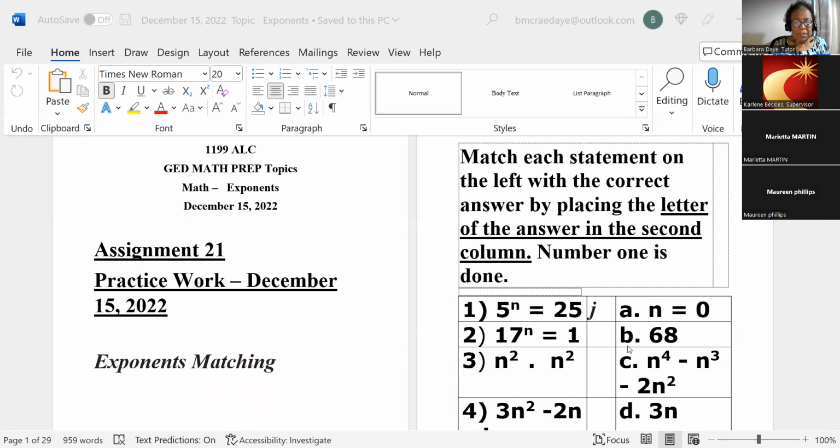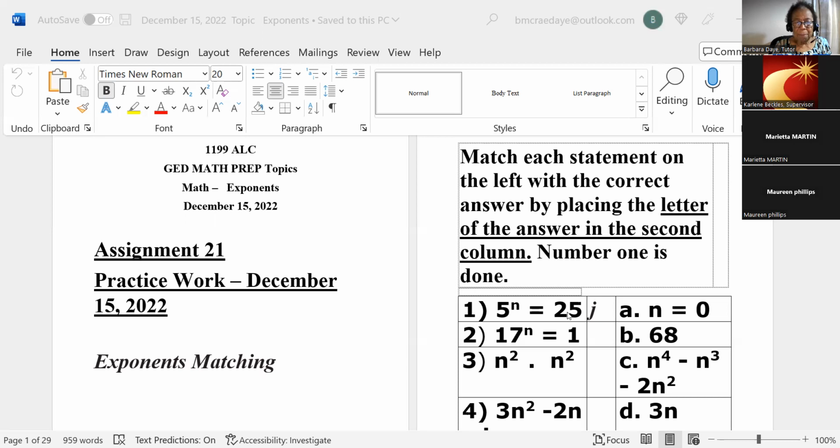So you have these letters with some answers to what's on the left. The first one we did: 5^n equals 25. This matching tests you on whether you know the exponent rules that I gave you. This one says 5 to the nth power is equal to 25. So what does n have to be for this to be 25, Marietta?